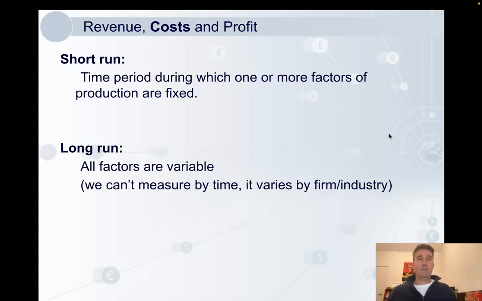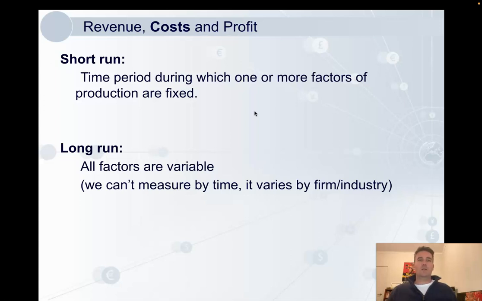The short run is the period of time where one or more factors of production are fixed. And the long run is where all factors can be changed. Unfortunately, we can't simplify it and say that the long run is, say, 2 years or more and the short run is less than 2 years. It doesn't work that way.